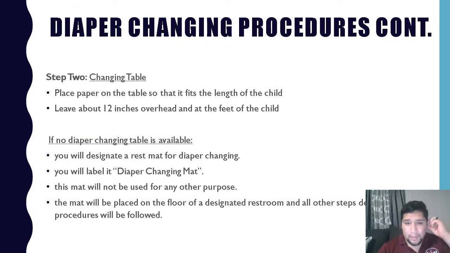Step two is going to be to get your area ready, which is going to be your changing table or mat. We need to make sure to place the paper on the table so it fits the length of the child. We also want to make sure to leave at least 12 inches of extra paper from the feet, just so if the child moves or anything like that, you have enough paper still to cover any movement.